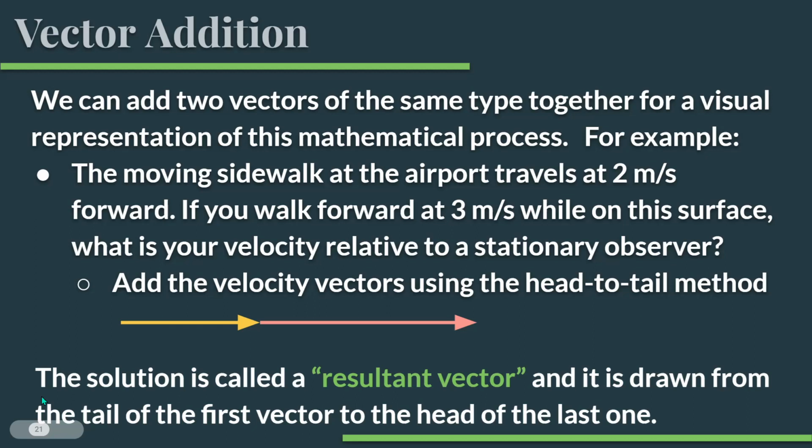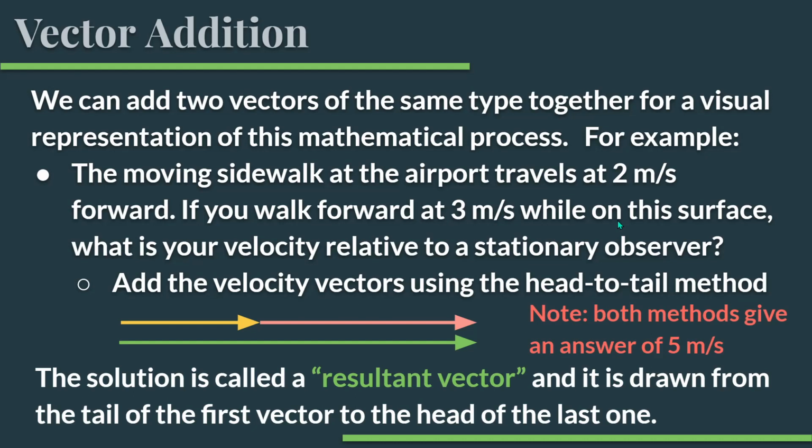Okay, but the solution is called a resultant vector. It is drawn from the tail of the first vector to the head of the last one, from where you started to where you ended, and here it's represented by this green arrow. Okay, now regardless of whether you added these with the numbers in the question, or maybe you drew this to scale and you added them here where you had it labeled 2 and 3, you're still going to get 5 either way.